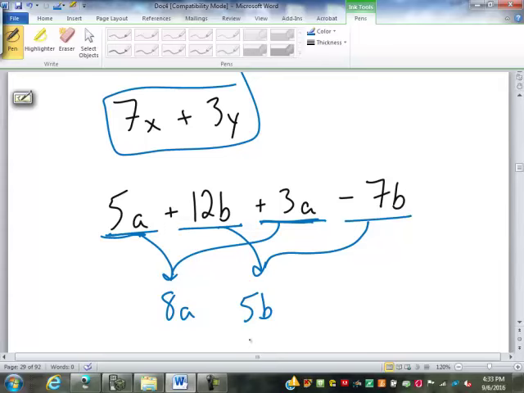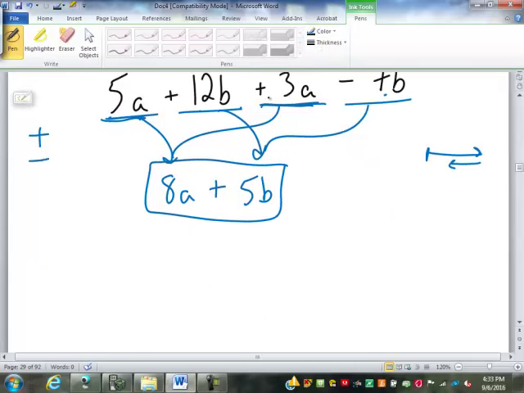Now I can't just write it like this as 8a and 5b. I have to have a symbol that connects them. That symbol is either going to be a plus or a minus symbol. Is the 5b positive or negative? It's positive. So I put a plus there. Positive 12 and a negative 7, from 0 at positive 12, negative 7 at positive 5, right? So it's a positive 5b, so it's a plus.